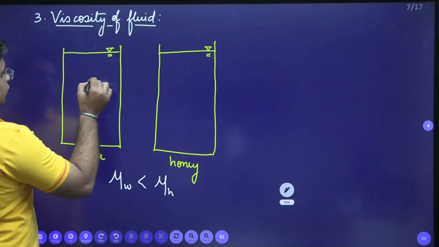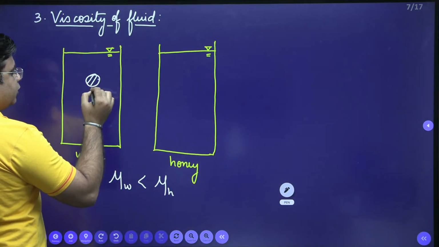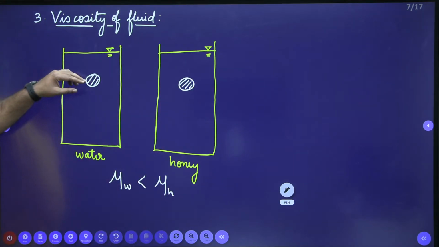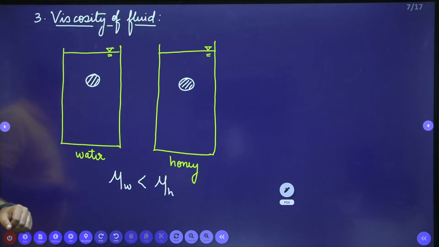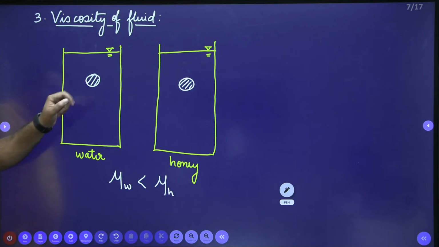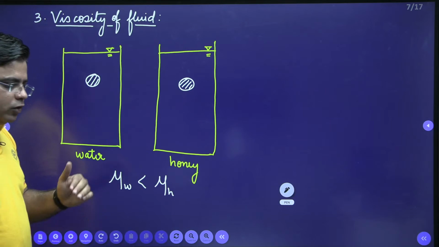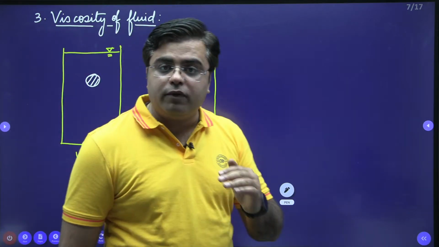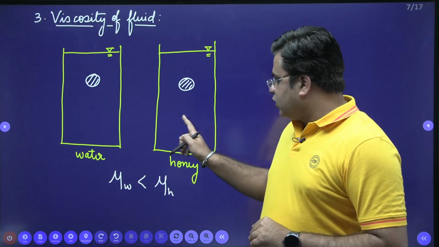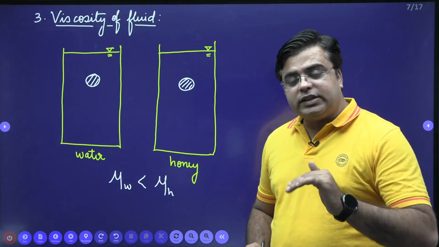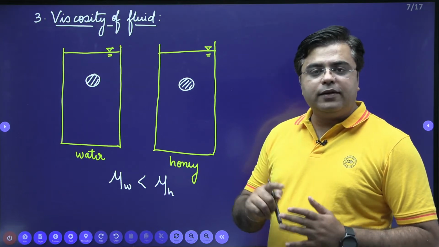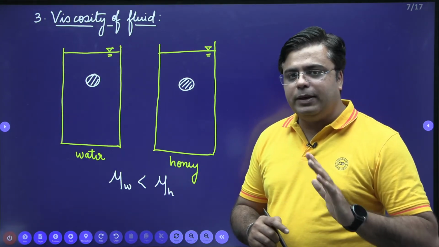If I drop a stone in both these liquids, then these solids have the tendency to settle under their own weight, but viscosity of water will offer resistance against the settling of these solids. And we know that more the viscosity, more will be the resistance offered against the settling of the solids, right? Since viscosity of honey is more, so resistance offered by the honey against the settling of this solid will be more. And if resistance offered is more, settling will be less, right?